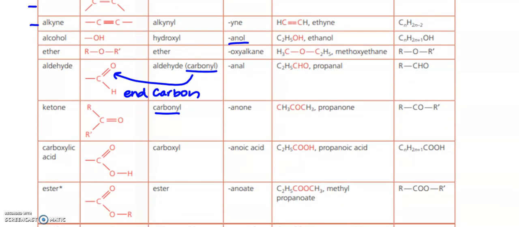Whereas a ketone is when you have that carbonyl, you still have that C double bonded to O, but you can see it has other carbons on either side. So this is a middle carbon.